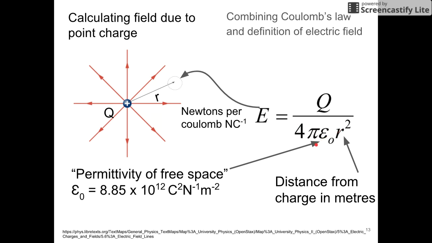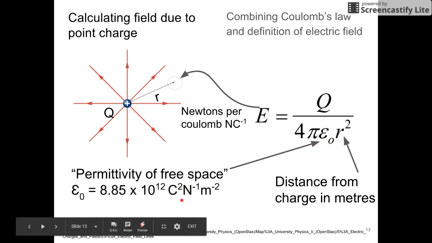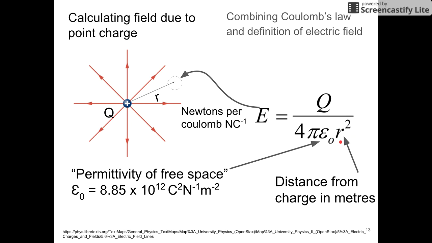So again, that's the permittivity of free space. Again, that's given in the data table, and that distance from the charge would have to be in meters. Careful, as often this is happening at quite small distances, so you're often given distances in millimeters. You have to change that. Similarly, the charge is often given in nanocoulombs, so you might have to change that as well.